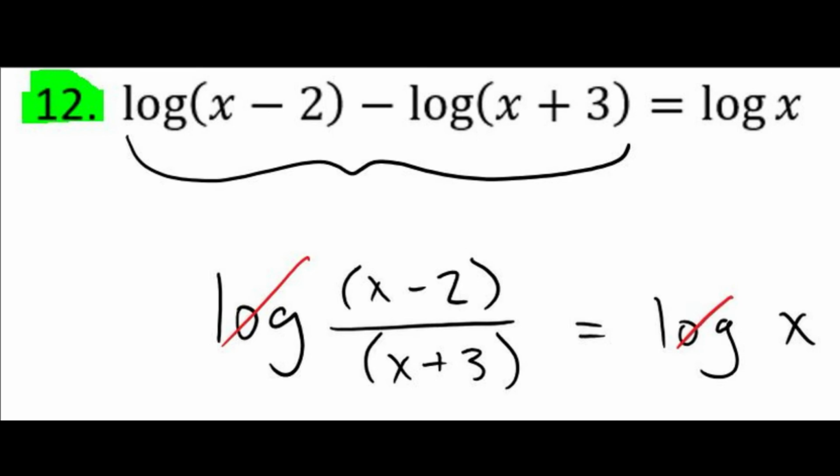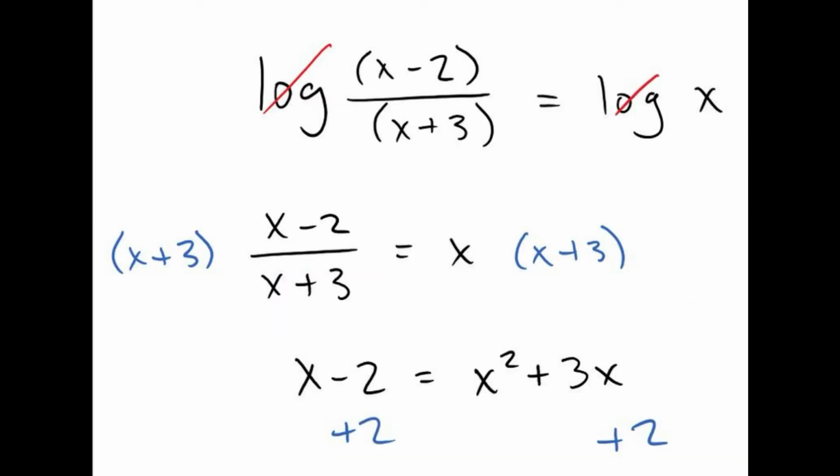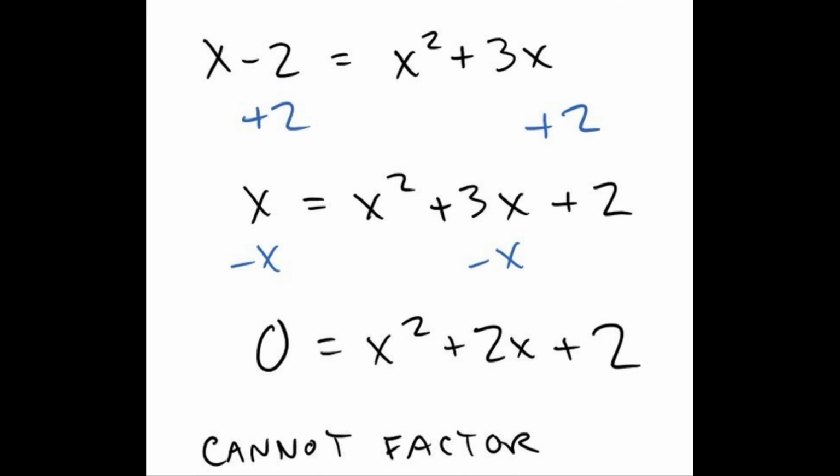So you get a single log of (x minus 2) over (x plus 3) equals the log of x on the right. Now, if you have something on the right and the left both being logged, and they have the same base, which they do, we can just cancel that out because you're doing it to both sides, so it doesn't really matter. So if you do that, we get (x minus 2) over (x plus 3) equals x. And then to cancel out the bottom of the fraction, we multiply by it. So x plus 3 times both sides. Then we add 2 to both sides. We get this. Subtract x from both sides. You end up with 0 equals x squared plus 2x plus 2.